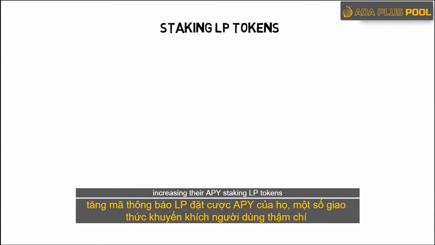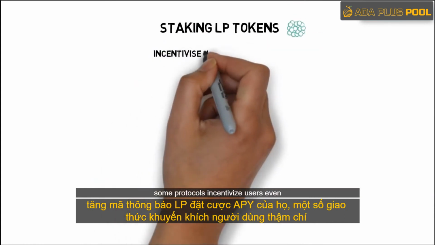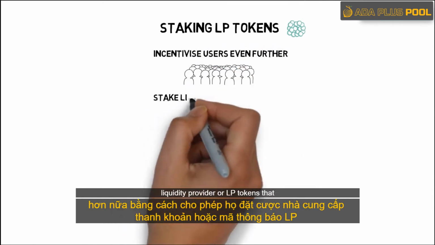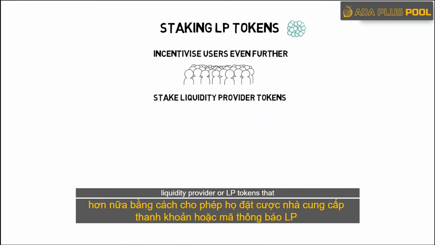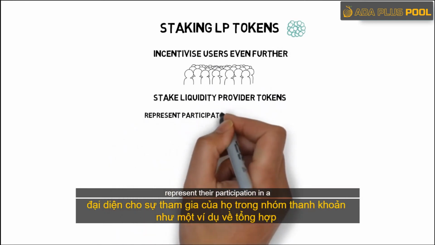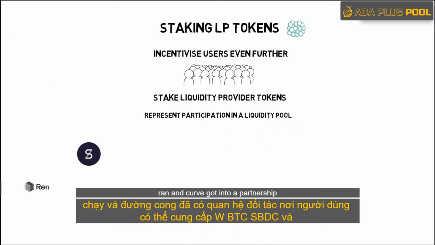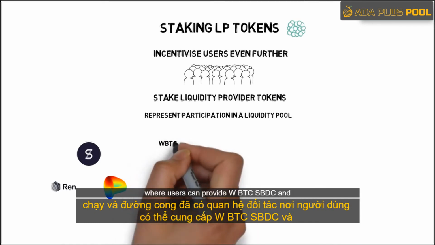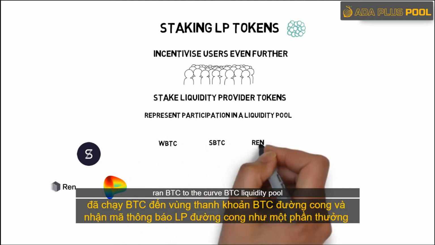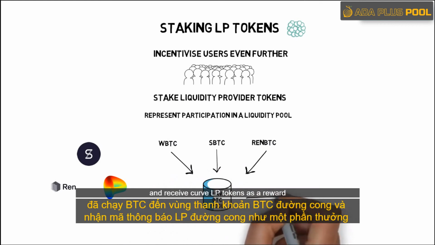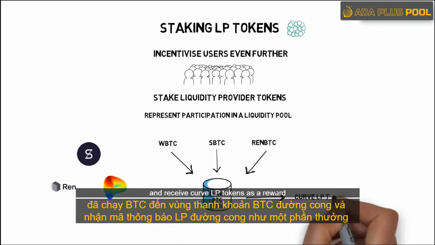Staking LP tokens. Some protocols incentivize users even further by allowing them to stake their liquidity provider or LP tokens that represent their participation in a liquidity pool. As an example, Synthetix, Ren, and Curve got into a partnership where users can provide WBTC, sBTC, and renBTC to the Curve BTC liquidity pool and receive Curve LP tokens as a reward.